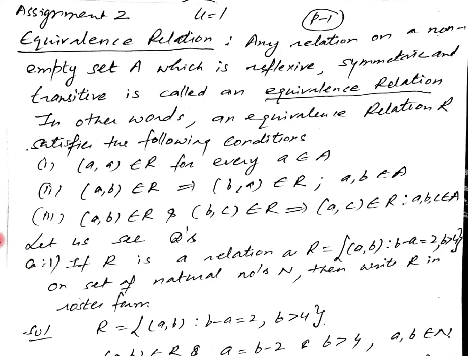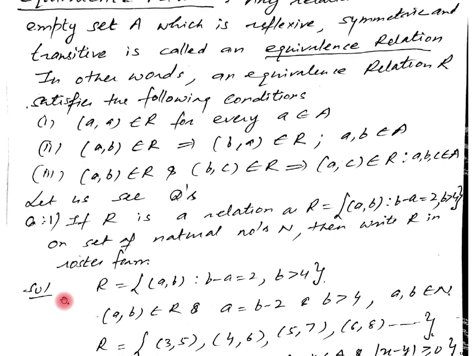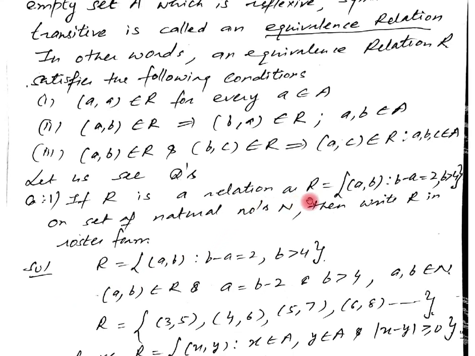Let us see the questions based on this. Now the first question: if R is a relation defined as R equal to {(a, b): b minus a equal to 2 and b greater than 4} on the set of natural numbers, then write R in the roster form. We are given the relation in set builder form. The conditions are that the difference must be equal to 2 and b must be greater than 4. Then we have to write R in the roster form.